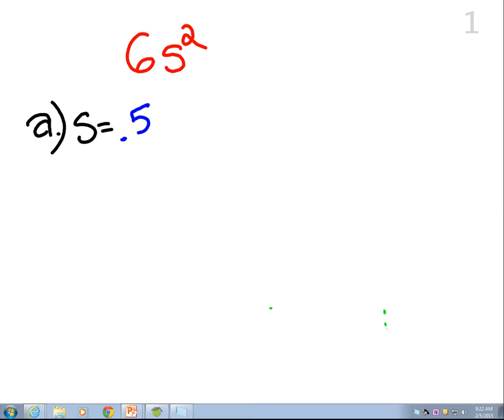Okay, we have 6. That's my bad handwriting there. It looks like a G. 6 multiplied by 0.5. Then what? Close. Squared. Yep, squared. Don't be scared if you see the squared.